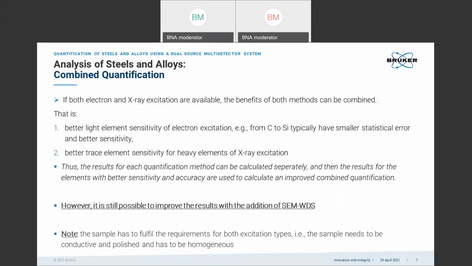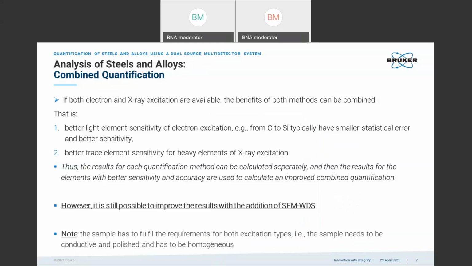So the analysis of steels and alloys and the benefits and why it's useful for combined quantification. And this is because, as mentioned, there are a range of benefits to each of the electron and X-ray excitation available. That is better light element sensitivity with electron excitation from carbon to silica, and better trace element sensitivity for heavier elements such as X-ray generation.